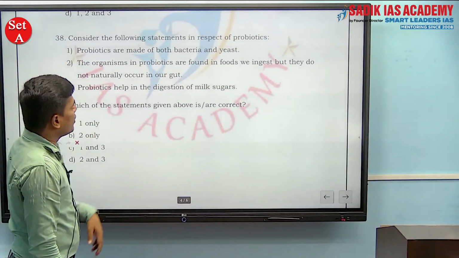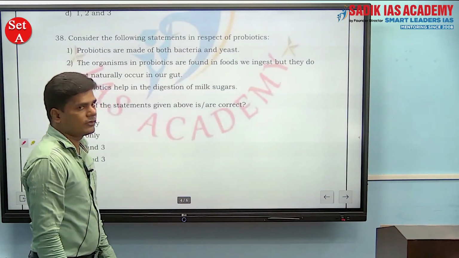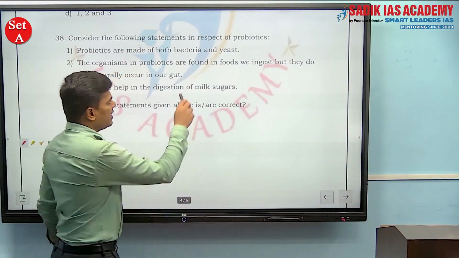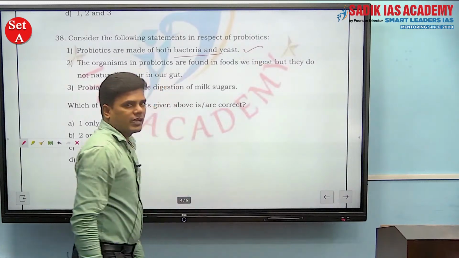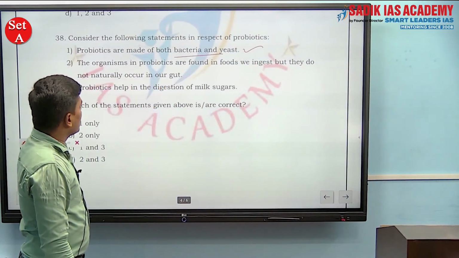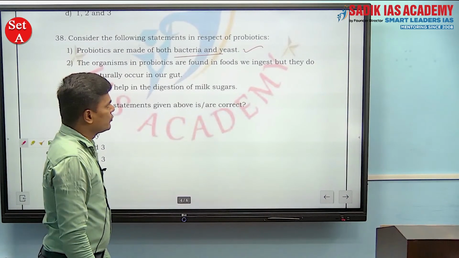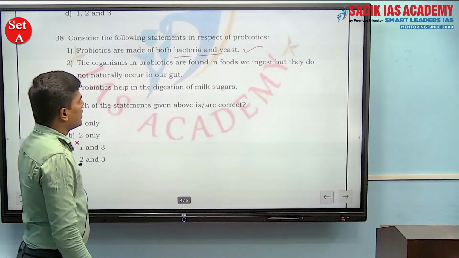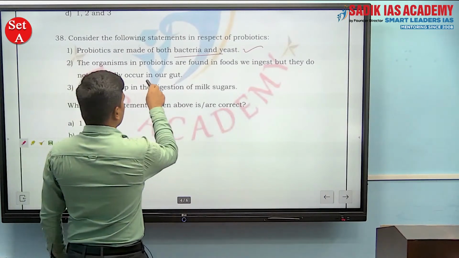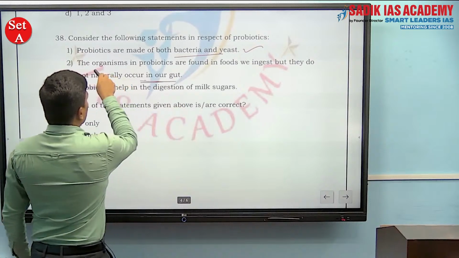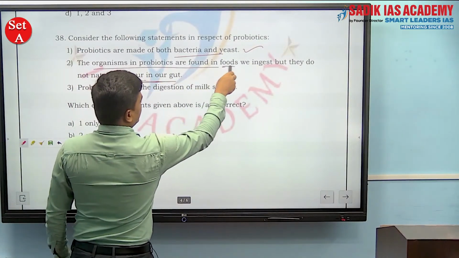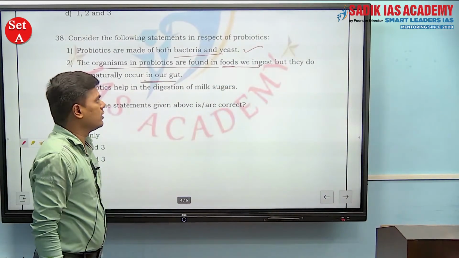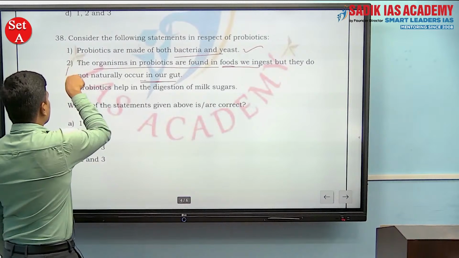Okay, consider the following statements in respect of probiotics. First statement: probiotics are made up of both bacteria and yeast cells. Correct. The second statement says the organisms in probiotics are found in foods we ingest, but they do not naturally occur in our gut. No, they do occur naturally in our gut. Till here it is correct, but they say they do not naturally occur in our gut. No, they do, which means this statement is wrong.